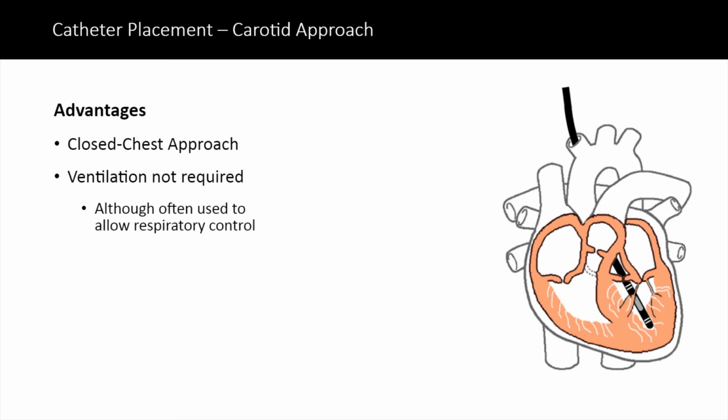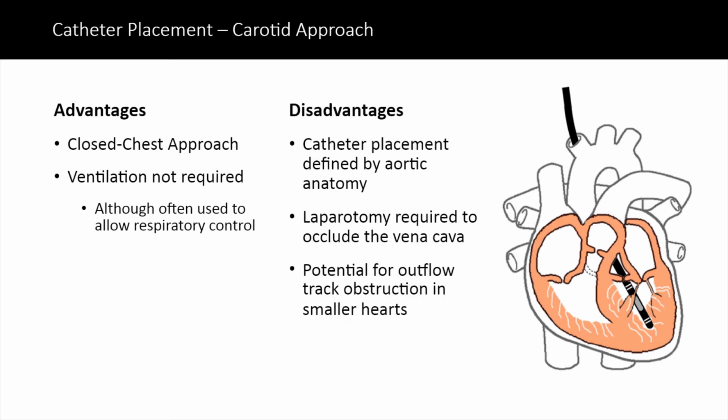Some of the disadvantages of the carotid placement is that you're limited in your ability to move the catheter around. The aorta defines where you're coming in and the angle at which you're coming in. And so it can be a little bit challenging if your catheter placement isn't quite right, or if you're at the wrong angle, or you have something occluding or crunching down on the catheter itself. That can be a problem.